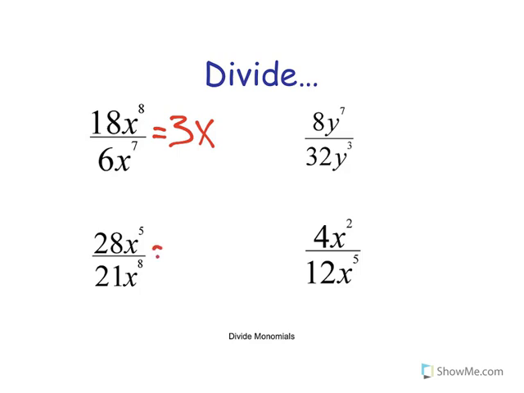What about the next one? Well, first I have to simplify the fraction, right? So 28 out of 21, I can divide the numerator and denominator by 7. That's 4/3. Now what about the variable part? Well, when I do 5 minus 8, I get -3. So let's talk about what that means, okay? And this is going to give us a better way of doing this. Well, how would I simplify x to the 5th divided by x to the 8th?